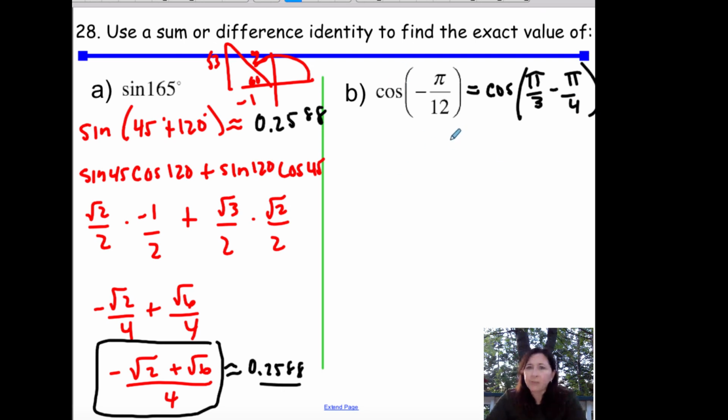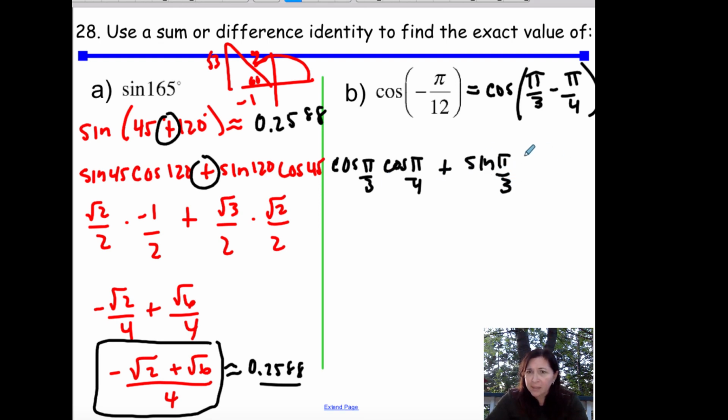Now remember, expanding cosine, it goes cosine, cosine, and then sine, sine. So this is going to be cosine pi over 3, cosine pi over 4, and this is a minus, so this is now going to be a plus. Where sine had the same signs, plus and plus, cosine doesn't. And so this will be sine of pi over 3, and then sine of pi over 4.